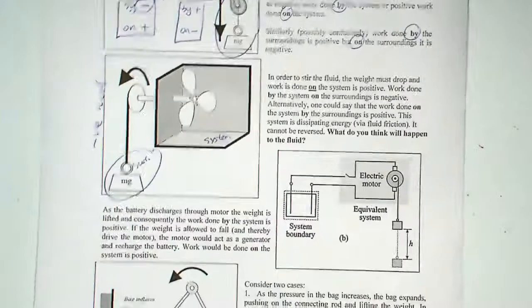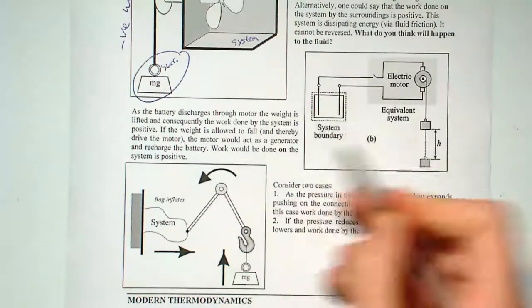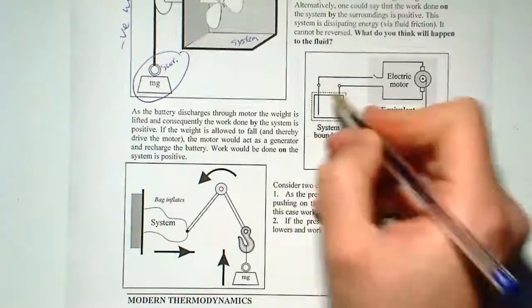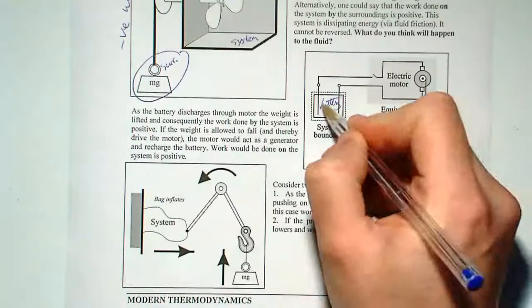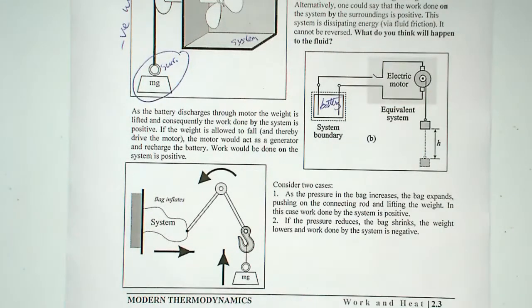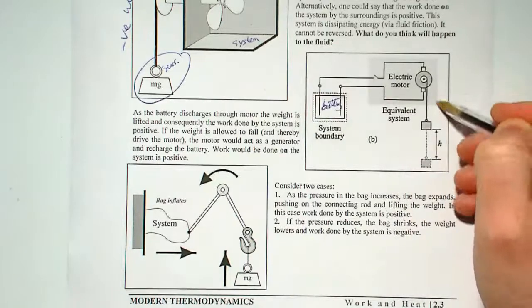Now, let me move on to the other 2 examples. These 2 are actually examples of positive work. In this example, we've got a battery. This is our system. This is a battery. And when we switch on the switch, when it's activated, then this electric motor will work and it will lift this weight. So again, thinking about which one is doing the work. So this is the system, this is the surrounding, if you like.